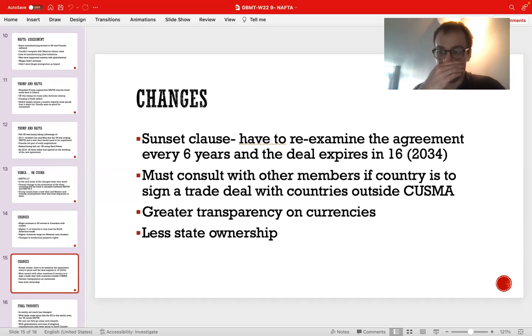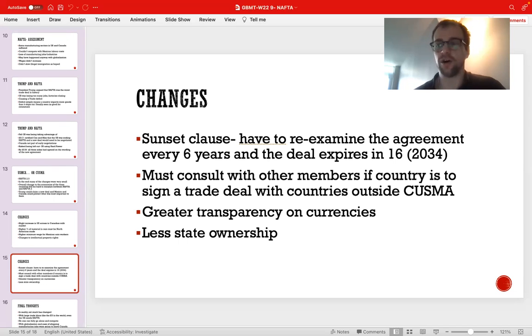If Canada, the US, or Mexico wants to sign a free trade deal with any other state, it must tell the other parties. So Canada cannot sign a free trade agreement with another state without telling the United States or Mexico what is in the deal. There's also greater transparency around currencies and more information sharing between the three states. There's also an agreement that there'll be less state ownership in the economy in all three states. But this is about all that changed between this agreement and NAFTA.